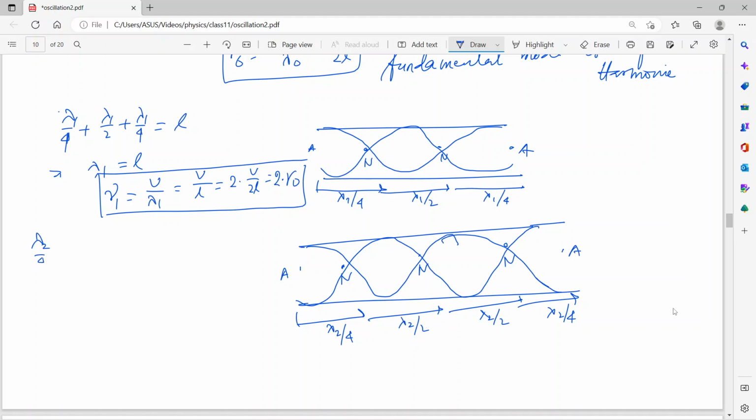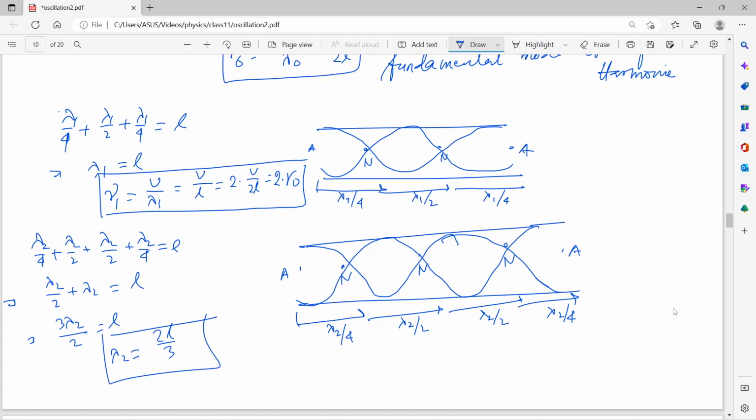So, lambda 2 by 4 plus lambda 2 by 2, plus lambda 2 by 2 plus lambda 2 by 4, equals L. So, this is 3 lambda 2 by 2 equals to L, that means lambda 2 equals to 2L by 3, right?